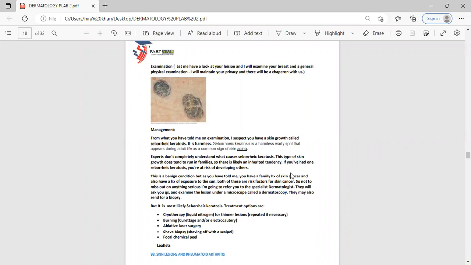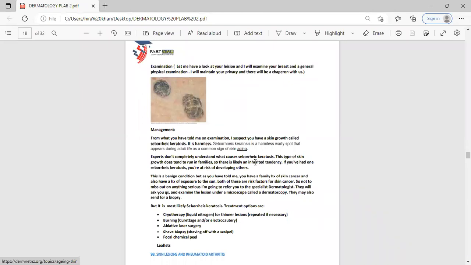Okay, so then comes the management. The keratosis looks like this, as you can see in the picture. From what you have told me and on examination, I suspect that you have a skin growth called seborrheic keratosis. Do you know what it is? It is a harmless warty spot that appears during adult life as a common sign of skin aging. The patient will ask why it comes, so you say that the experts don't completely understand what causes a seborrheic keratosis. This type of skin growth does tend to run in the family, so there is likely an inherited tendency, and if you have had one seborrheic keratosis, you are at risk of developing others, but it is completely harmless.